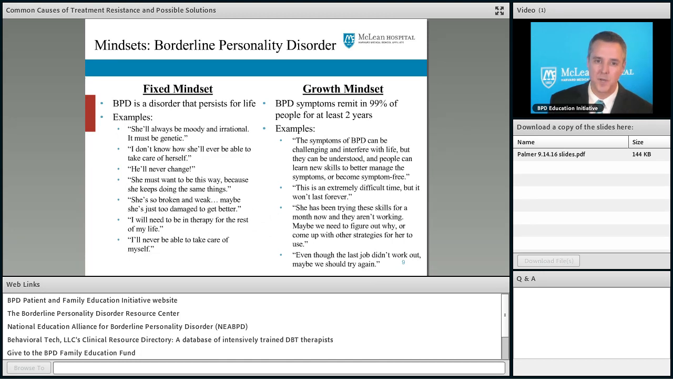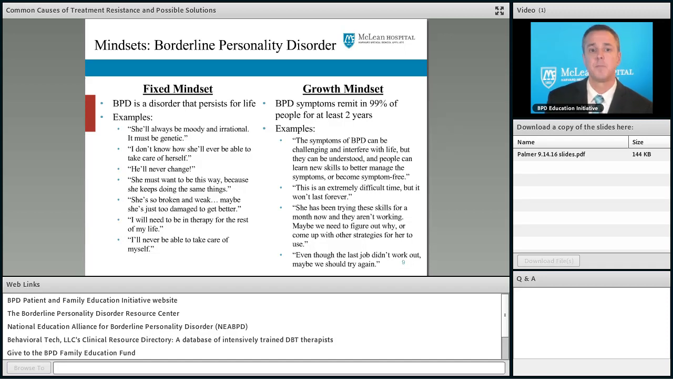So how does this apply to borderline personality disorder? Well, I'm going to make the argument that these mindsets, a fixed mindset and a growth mindset, are pretty prominent in the way people think about borderline personality disorder. So the fixed mindset suggests that borderline personality disorder is a disorder that persists for life, and so many clinicians still believe that to this day. There are clinicians who don't want to work with people with BPD because it's just too frustrating for them, and there's no use. They're not going to change.